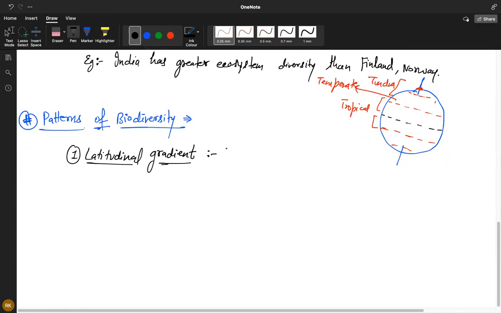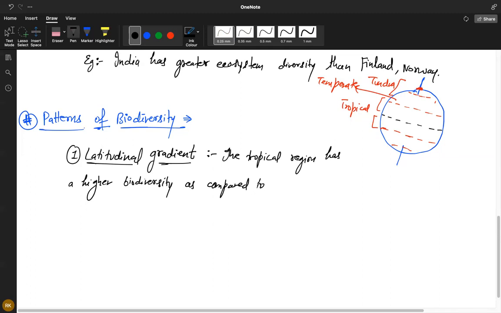Now, the tropical region has a greater or a higher biodiversity as compared to temperate region. Okay. And accordingly, the temperate region will have higher diversity as compared to the polar regions. So it goes like this. So tropical regions have the highest, then comes temperate. And lowest is in the polar or the tundra.